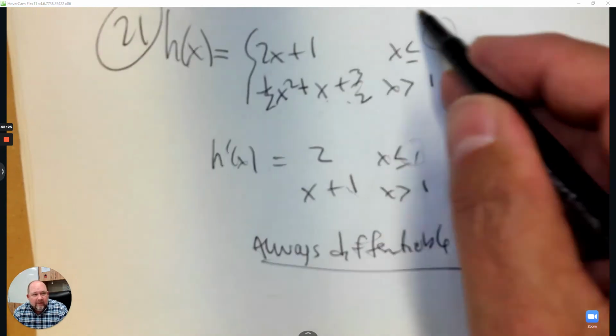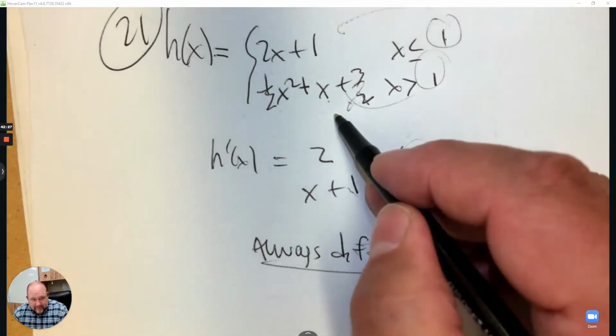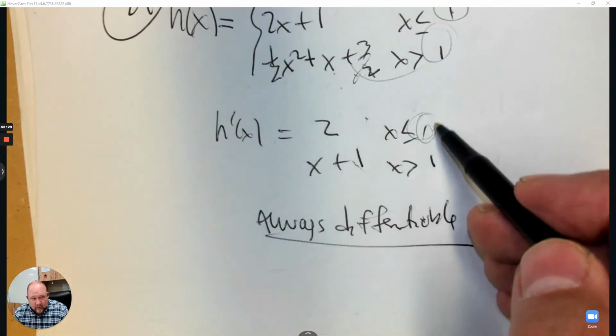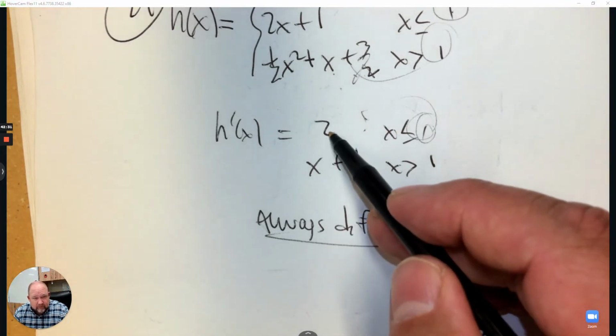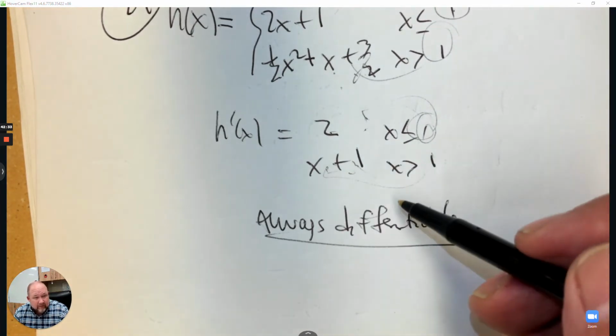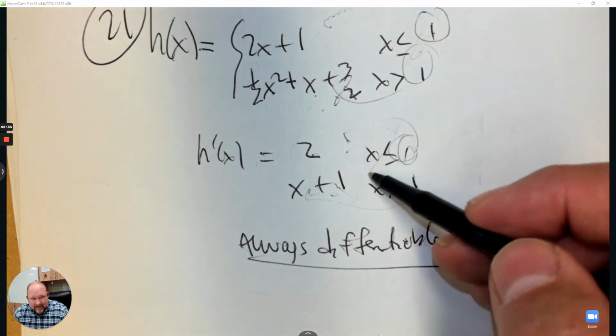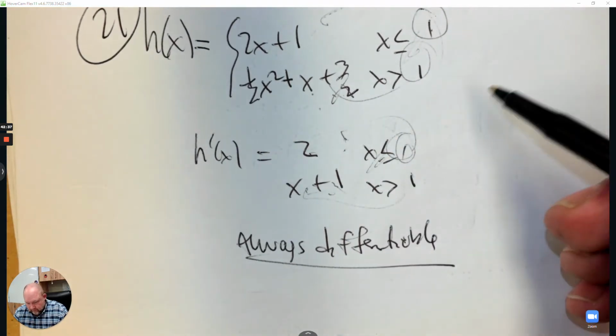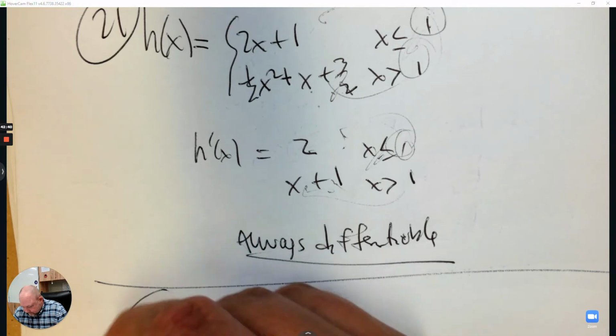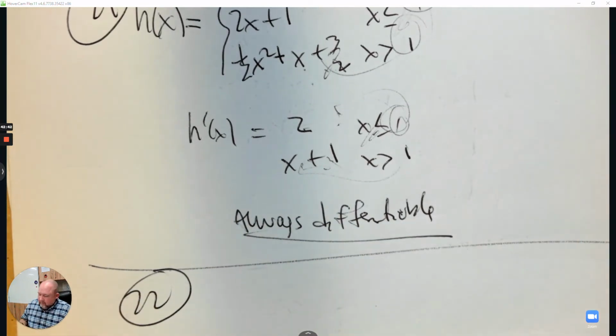So I plug 1 into the top and 1 into the bottom. They match. Take the derivative, plug 1 into the top. There's no variables. The answer is always 2. Plug 1 into the bottom, the answer is 2. So both the continuity and the differentiability match, so it's good. 22.